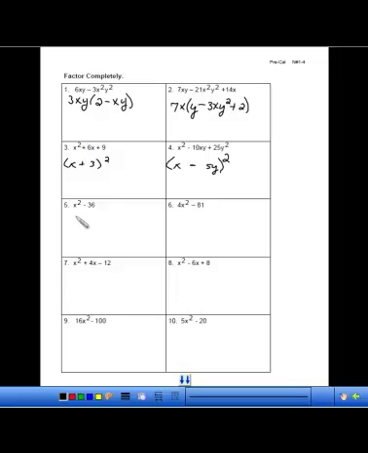Here we have two terms. We can take the square root of both terms. We have x and we have 6. There is a minus sign between them. We had to check that. So that means this will factor as a difference of squares, x plus 6 times x minus 6.